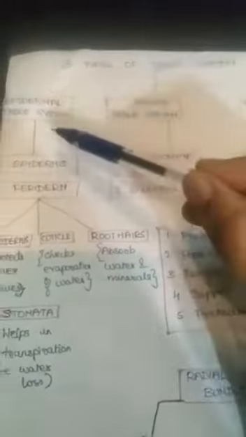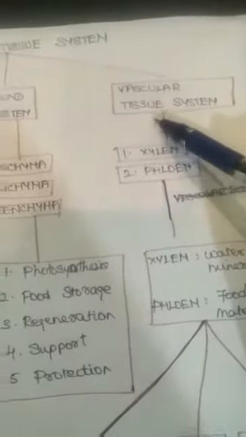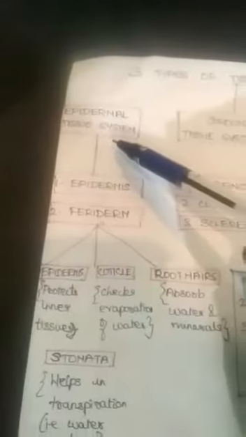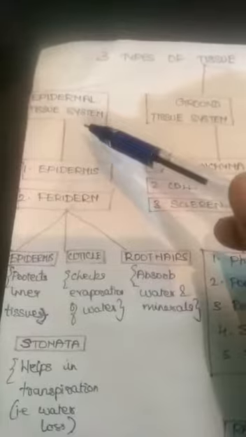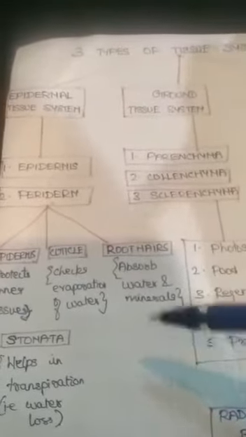See, there are three types of tissue system. One is epidermal tissue system, the other one is ground tissue system, and the other one is vascular tissue system. Now, we are going to see what are all the tissues present in these tissue systems and what functions these tissues are doing. That is what we are going to see now, okay?